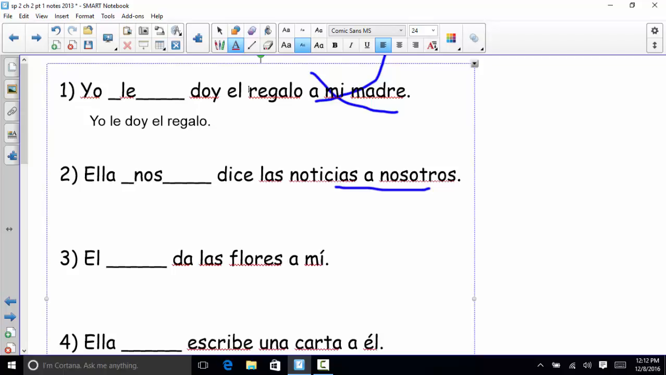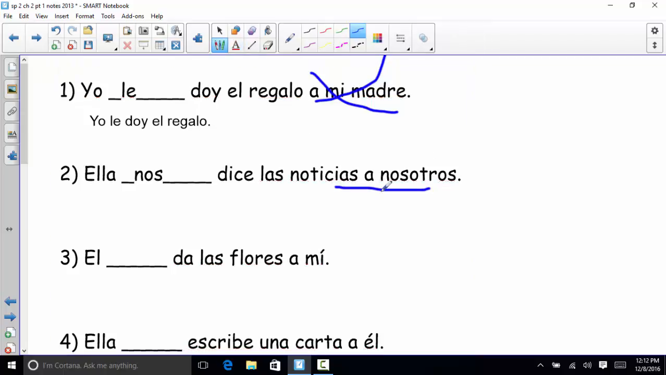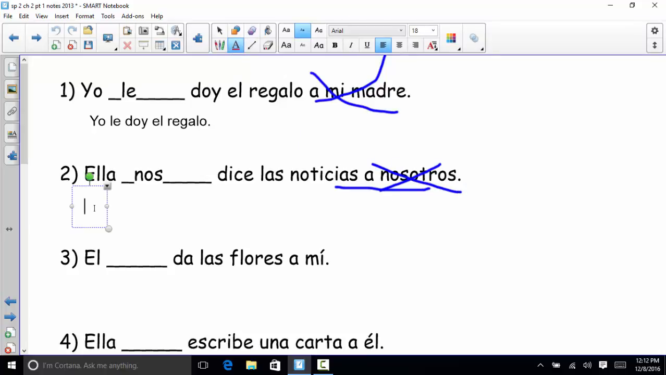Okay, and if I want to abbreviate that sentence, I have to get rid of the a and the nosotros. And when I rewrite it, it will say ella nos dice las noticias. So the only difference between this sentence and this sentence is that this one says she tells the news to us, and this one says she tells us the news. So it's only slightly abbreviated.